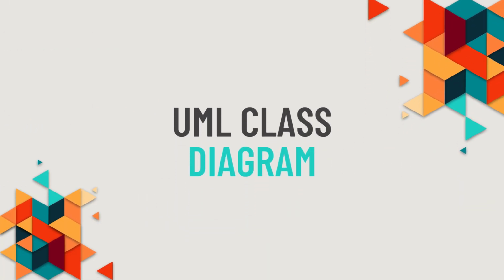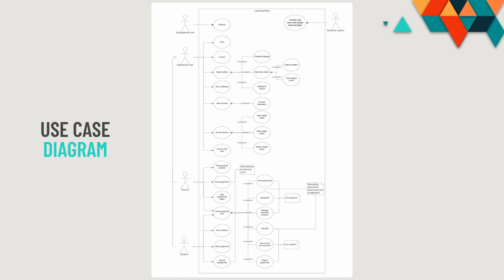Let's go next to the UML diagrams. The use case diagram consists of 31 components and 5 actors, which are unregistered user, registered user, teacher, student, and backend system, to connect within the software. To clarify the components connected to each actor: an unregistered user is a user who has yet to be registered, and to use the software they need to register first.